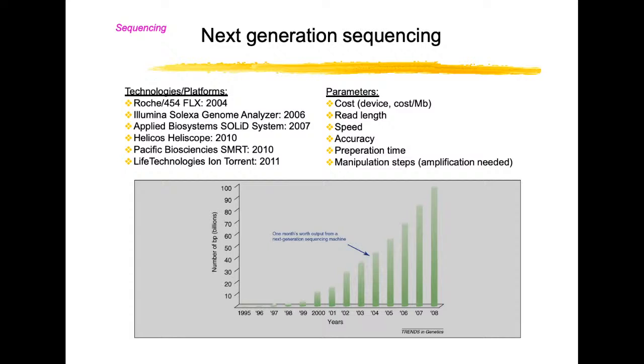They all produce varied results, in which various parameters have to be taken care of, like cost, read length, speed, accuracy. And you can see that the number of base pairs has increased from 2004 abruptly in 2006, 7, 8, and by 2008 it's in 100 base pairs. That's the thing that has helped in next generation sequencing.